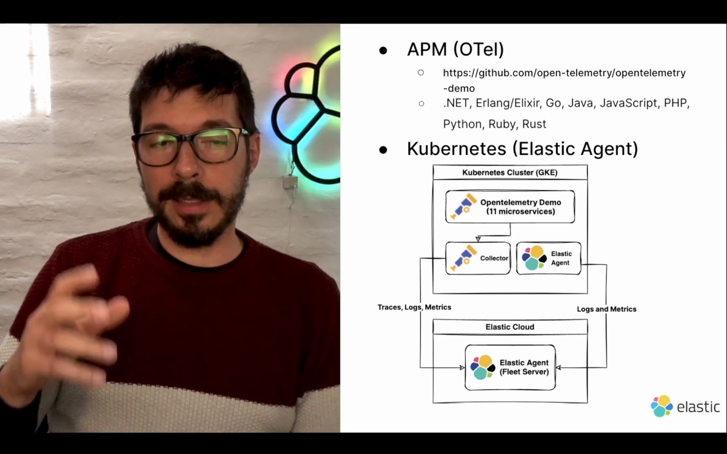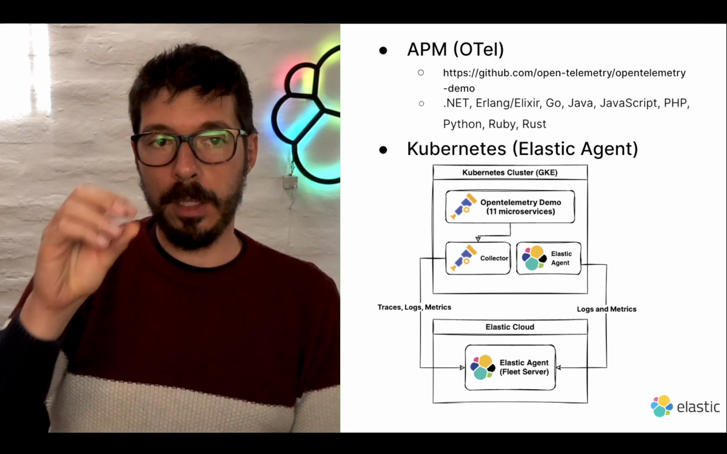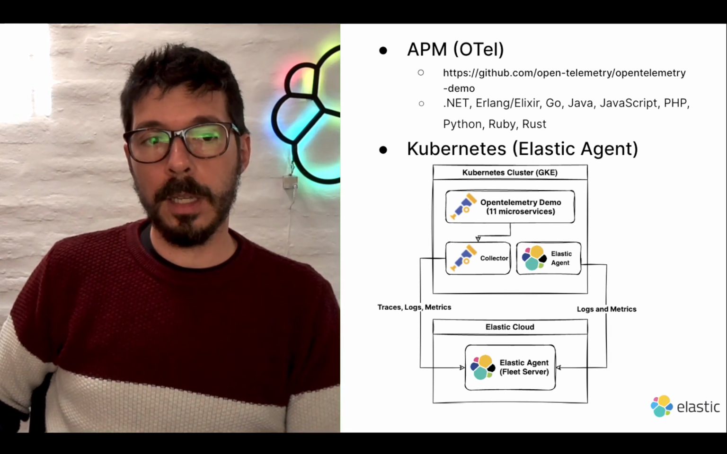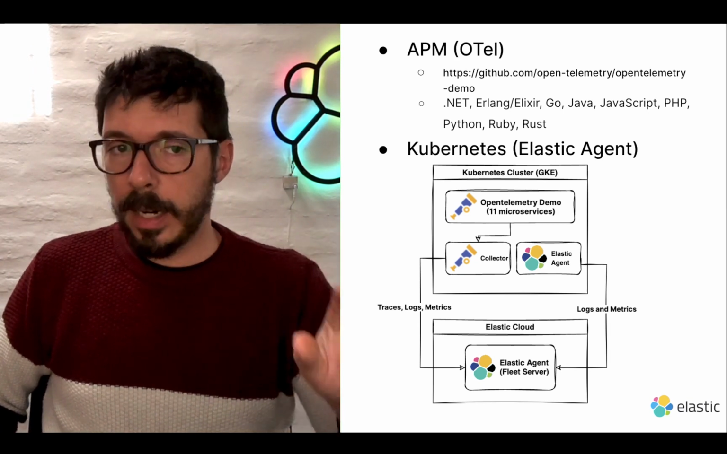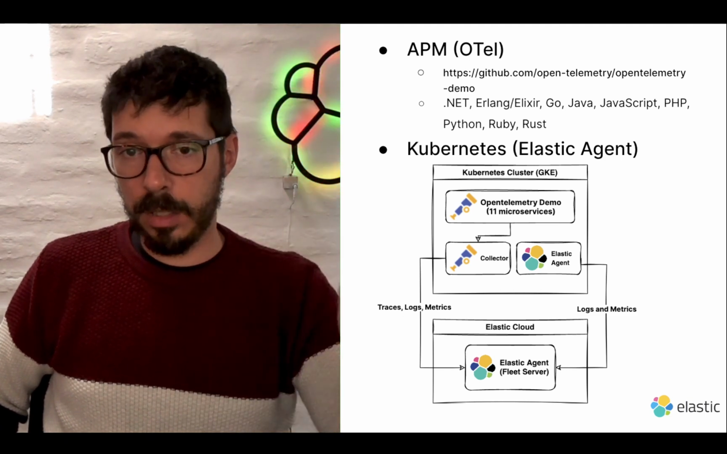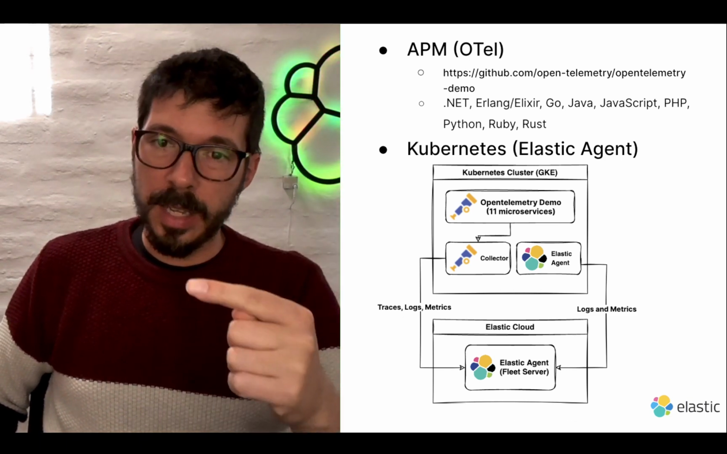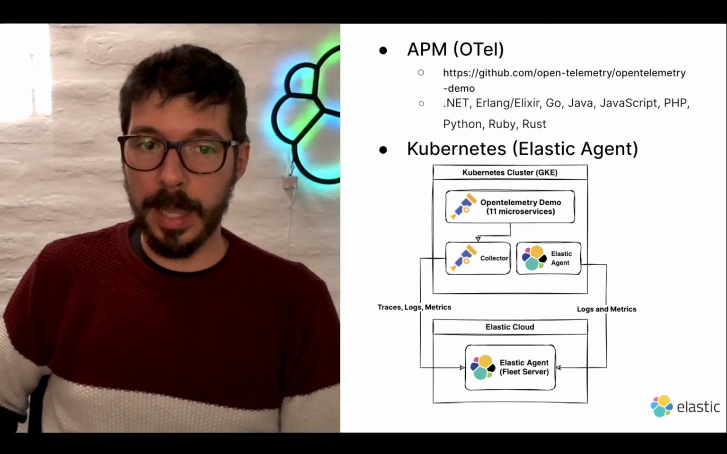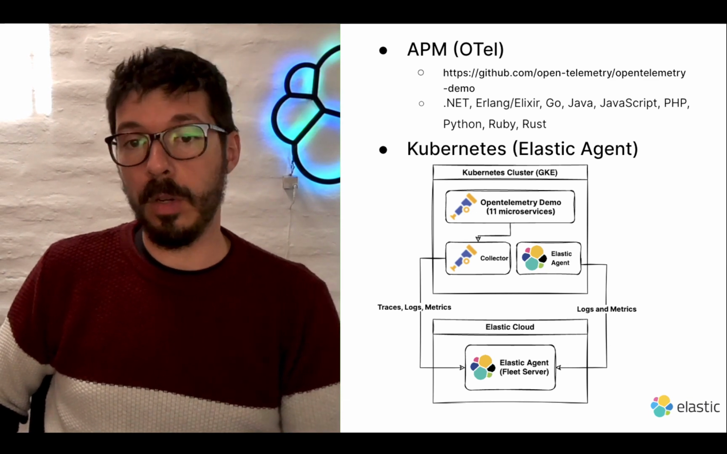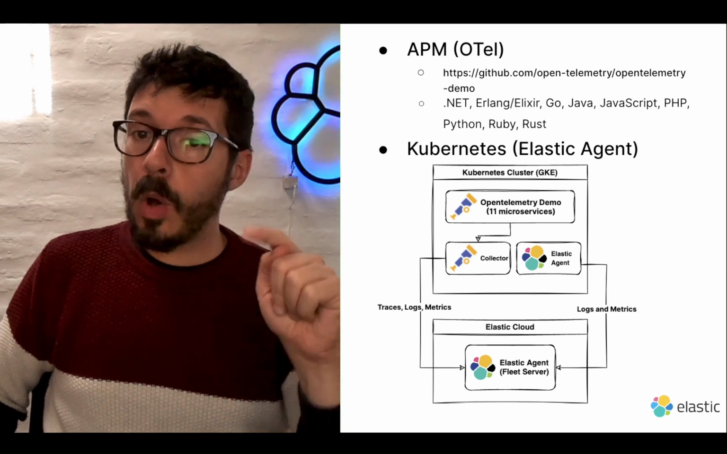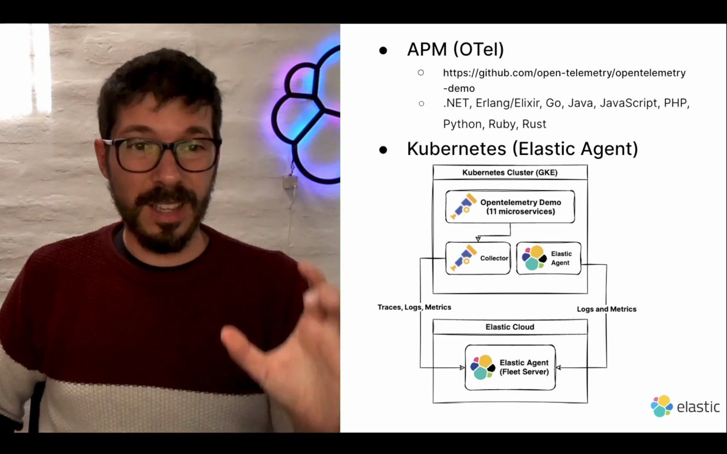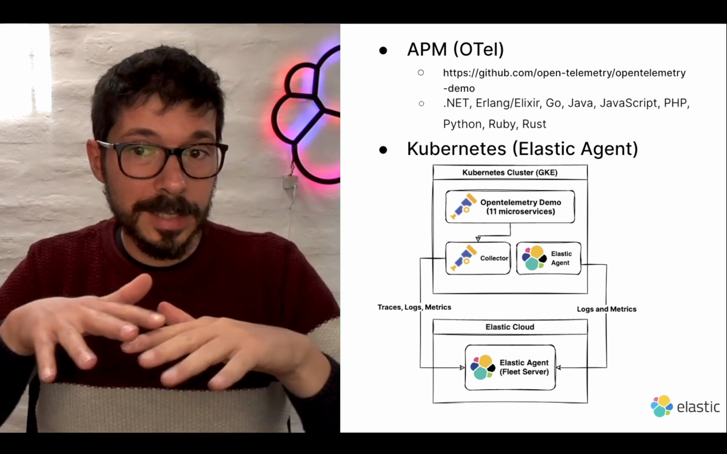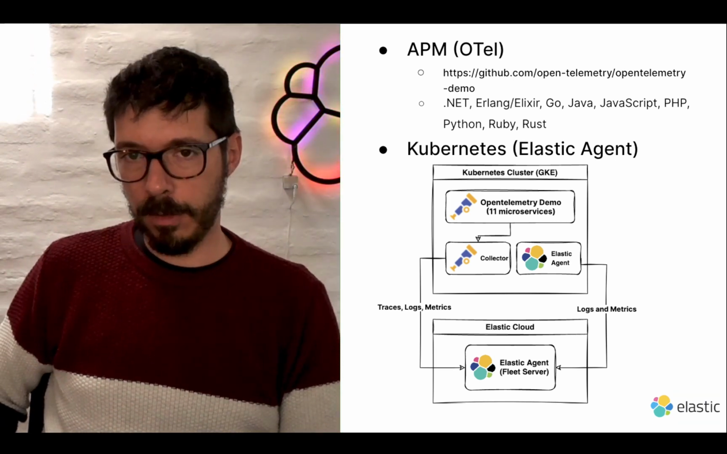So this demo will be installed in a Kubernetes cluster, which would be running in the Google infrastructure. We are going to have a collector in there. This is all part of the OpenTelemetry. I'm not changing anything. And the collector will send traces, logs, and metrics for those microservices over to our Elastic Cloud through our Elastic Agent or our Fleet server. And we are also going to have an Elastic Agent installed in our Kubernetes cluster to collect logs and metrics at the system level.